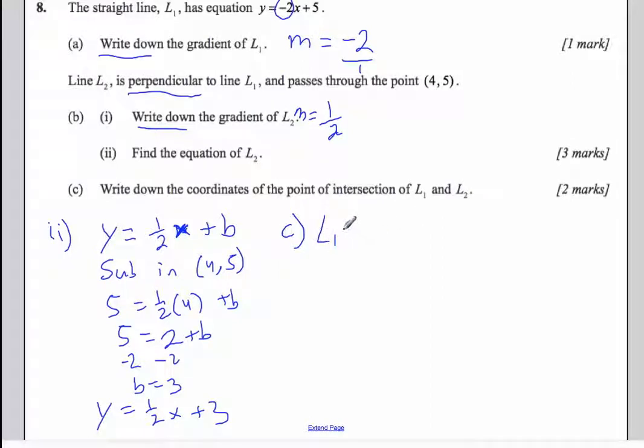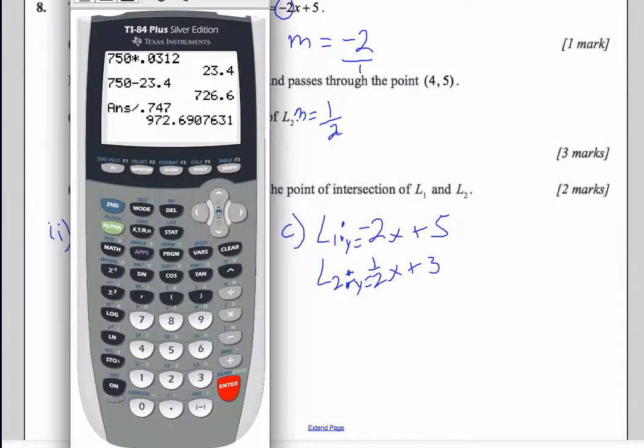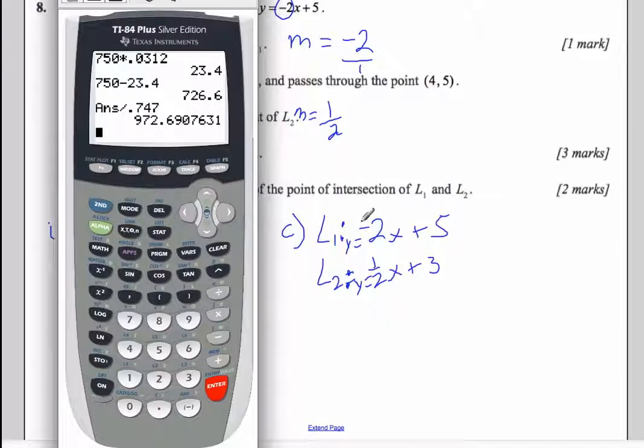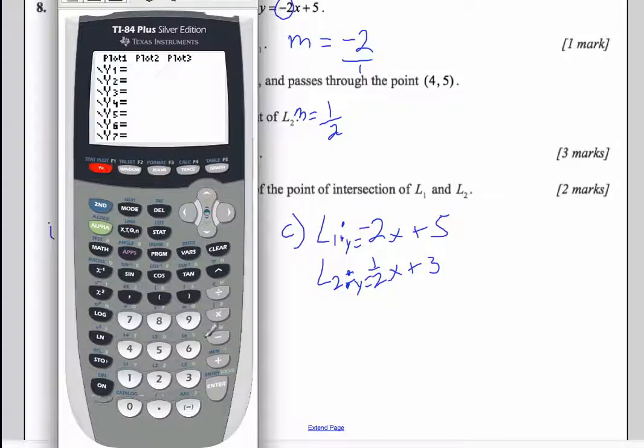Next, write down the coordinates of the point of intersection of L1 and L2. Well, here's L1: y equals negative 2x plus 5. L2: y equals half x plus 3. All right, so to find the point of intersection, you could type that in your calculator. Let's do that, that's probably the easiest thing to do. It says write down so you don't have to show any work either. You could set these equations equal to each other and then solve for x, or you can graph it here. So maybe I'll do it both ways.